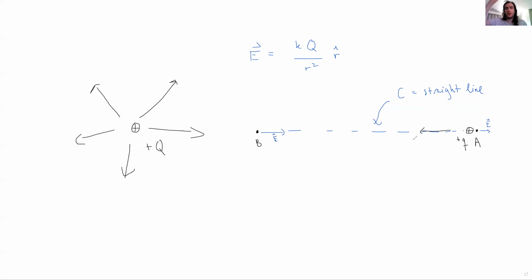Let's think a little bit about what's going to happen with the integral now. So let's go ahead and write the work in moving from A to B is equal to this integral: Q times the integral along the path C of E dot dr.